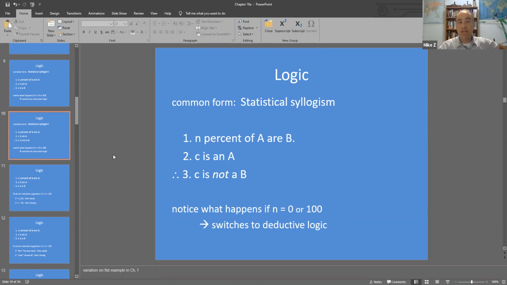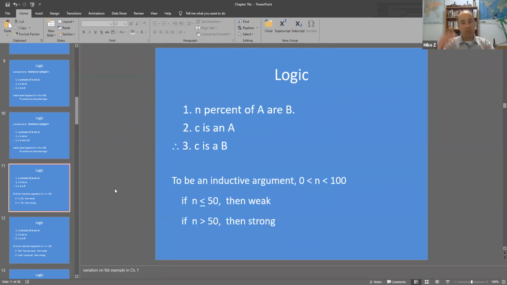Okay, so if n, the percentage here, goes all the way to 0 or all the way to 100, then we're dealing with a deductive argument and not an inductive argument anymore. So the take-home message is that the n, the percentage here, has to be somewhere between 0 and 100, and it can't be equal to 0 and it can't be equal to 100. And then when we have a standard version here, where the conclusion is asserting that C is a B, then if n, the percentage, is less than or equal to 50, then it's a weak argument. But if it's greater than 50, then it's a strong argument.